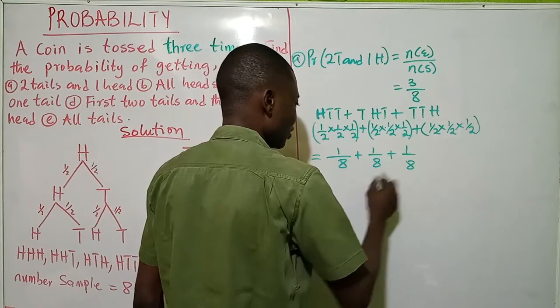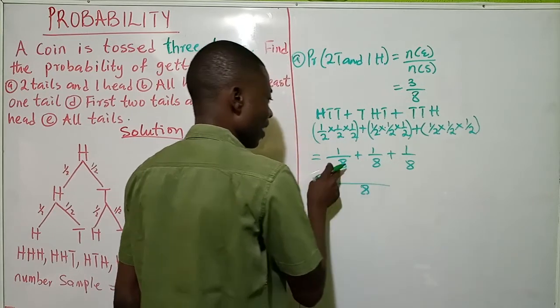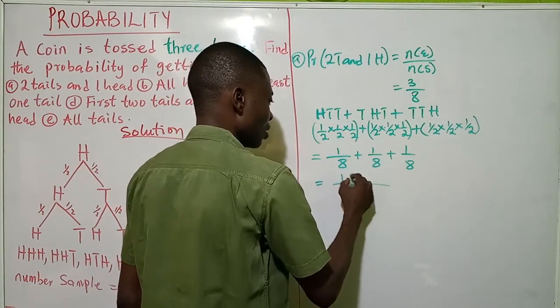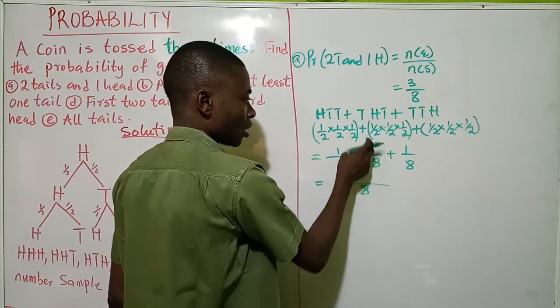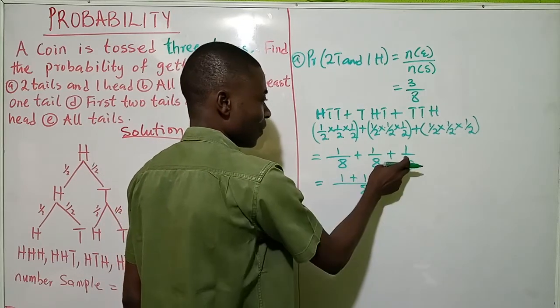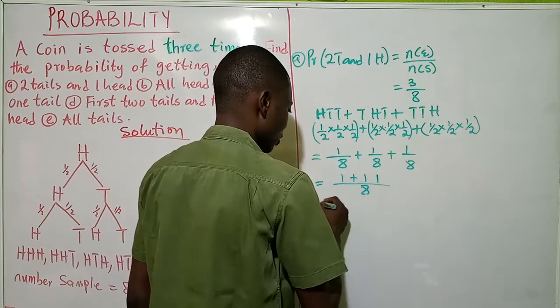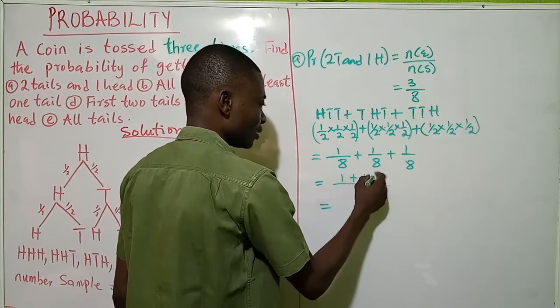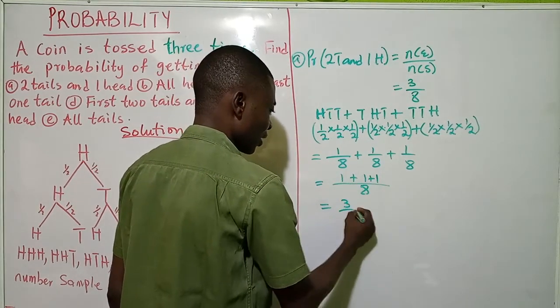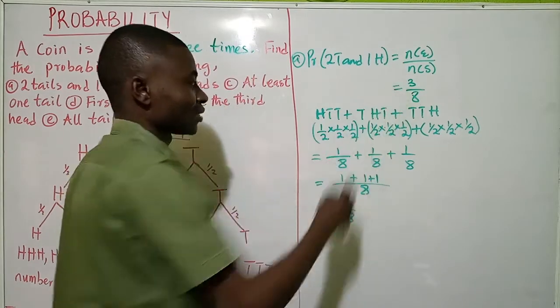Now let's add all this together. The LCM of all this is 8. This divided by this is 1, 1 times 1 is 1. Plus this divided by this is 1, 1 times 1 is 1. This divided by this is 1, 1 times 1 is 1. That is equal to 1 plus 1 plus 1, which is 3 over 8. And that is our answer there.